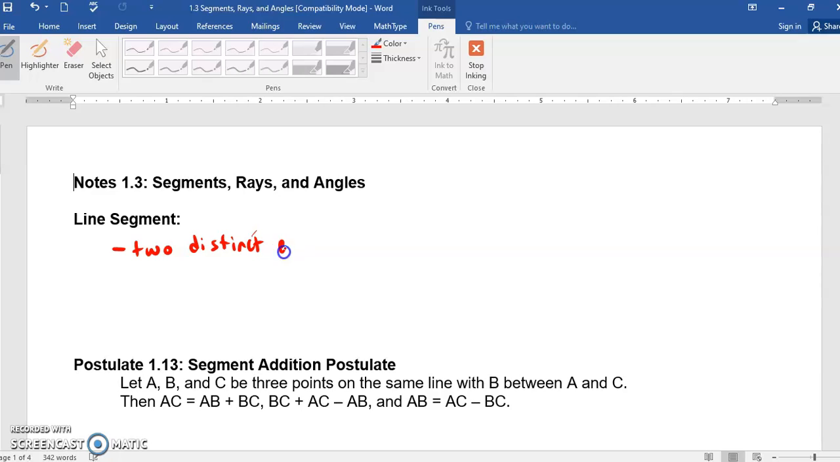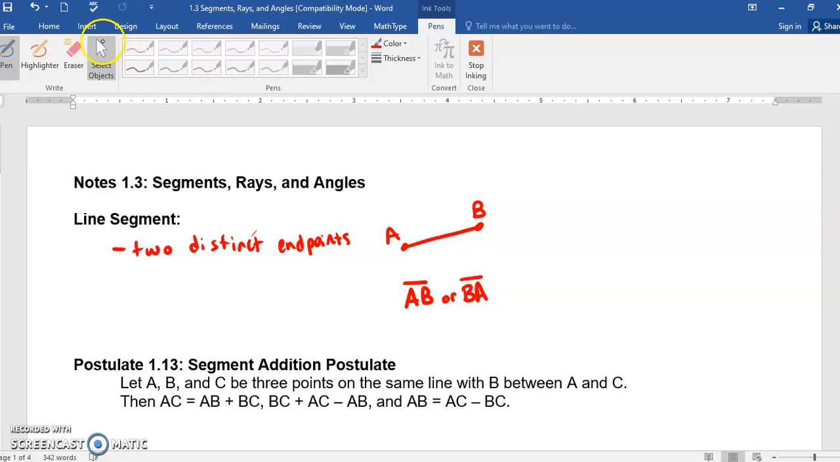Two distinct endpoints. So when you have a line segment, you might have line segment AB. Okay, the notation for a line segment, again, these are capital block letters. It doesn't matter what order, A, B, or B, A. Those are the endpoints, distinct endpoints A and B.